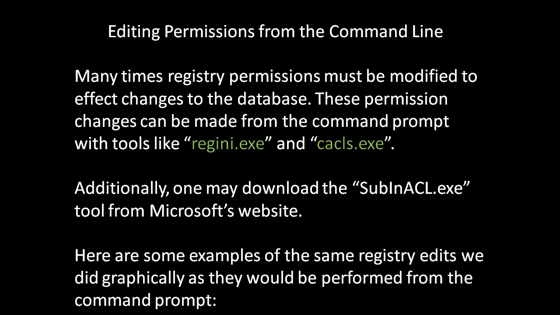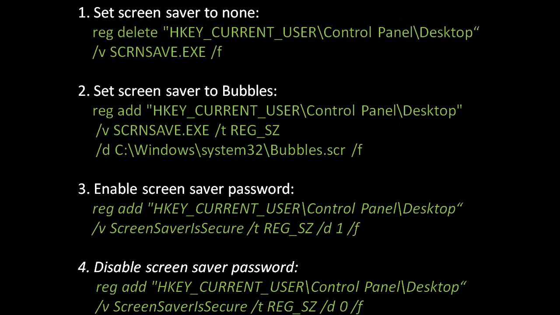Here are some examples of the same registry edits we did graphically as they would be performed from the command prompt. Don't worry, I won't read out the syntax to you this time, but look at the different examples. For instance, for setting the screensaver to none. Remember how we did it graphically, so look how we would do it from the command prompt. What about setting the screensaver to bubbles? Again, look how we would do it from the command prompt. Enabling a screensaver password or disabling a screensaver password. Again, notice that the syntax is similar.